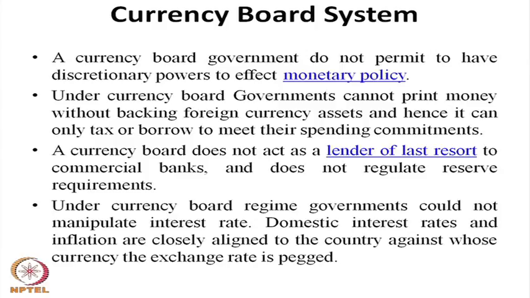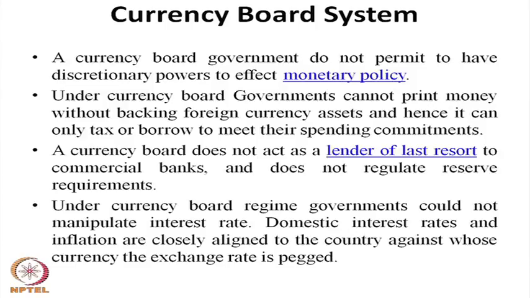There is no discretionary monetary policy, or the freedom to decide the interest rate, or the freedom to decide how much money supply the country needs. So the monetary policy of the currency board government has no freedom in deciding the interest rate, the level of inflation, the level of foreign currency, or the level of domestic currency circulation. And under the currency board, the government cannot print money without backing foreign currency assets, and hence it can only tax or borrow to meet its spending commitments.